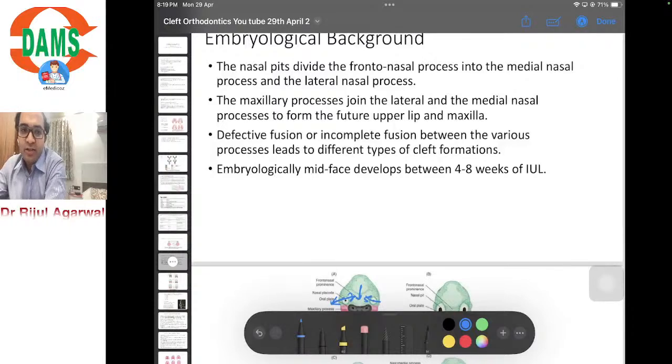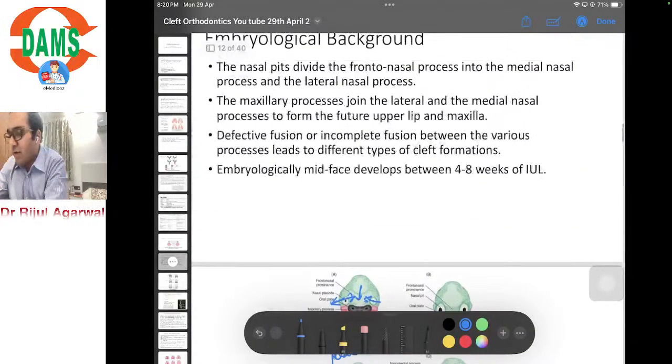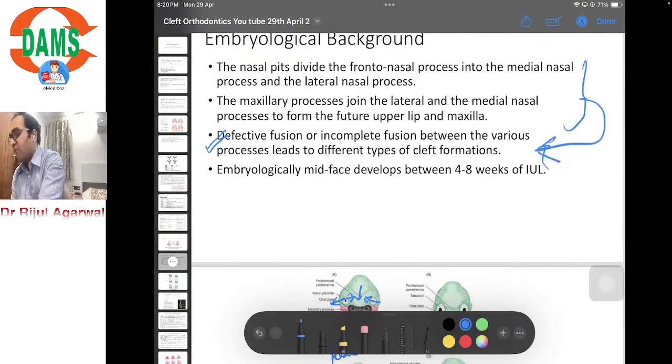And how are the medial and lateral nasal processes formed? These are formed by the nasal pits, which divide the frontonasal process, with the medial being the central one. This is the medial nasal process, and this is the lateral nasal process, as labeled in the diagram as well. So the nasal placodes divide the frontonasal process into medial and lateral nasal processes. The lateral nasal process first fuses with the maxillary process, and then these two in turn fuse with the medial nasal process. So if there is any defective fusion in any of these processes, it will lead to the formation of cleft lip and palate.